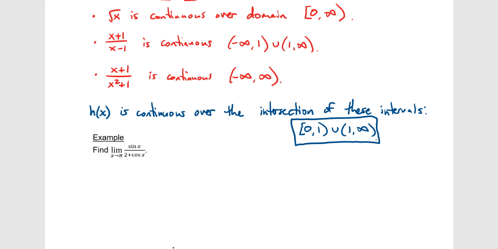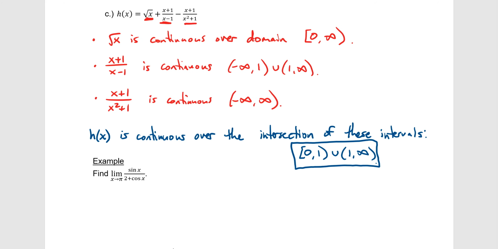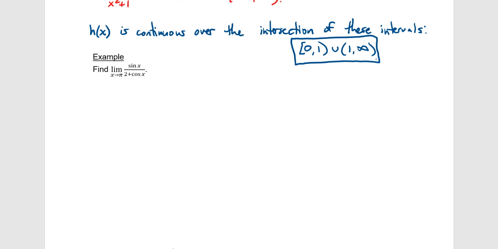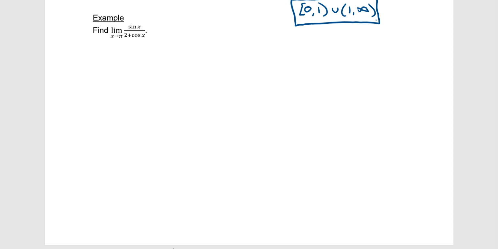Okay, so a little bit harder for that one. We had to do each one separately and then find the intersection where the intervals overlapped. Next one, let's find a limit now. We're going to do the limit of sine of x over 2 plus cosine of x as x approaches pi.